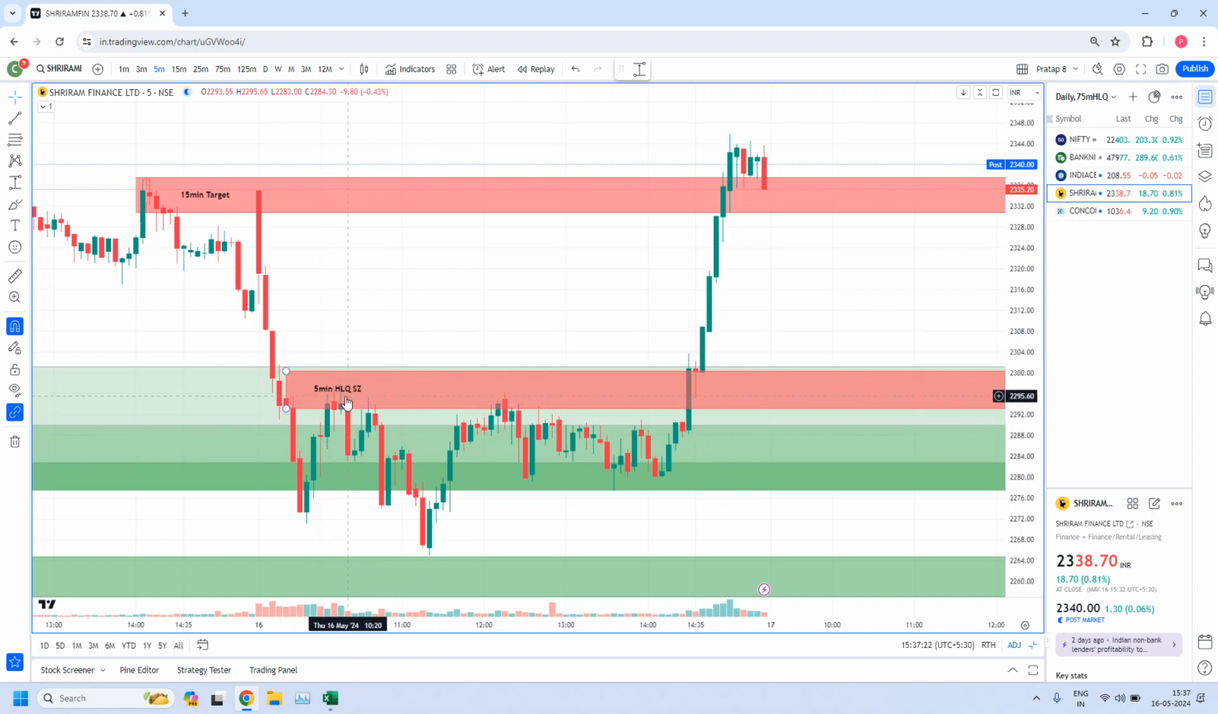See here, rally, 2 base candles, drop. Again, it has a rally, base candle, 1 base candle and drop. Multiple times it created the zones. Not only that, multiple times it is holding the price, even today also.